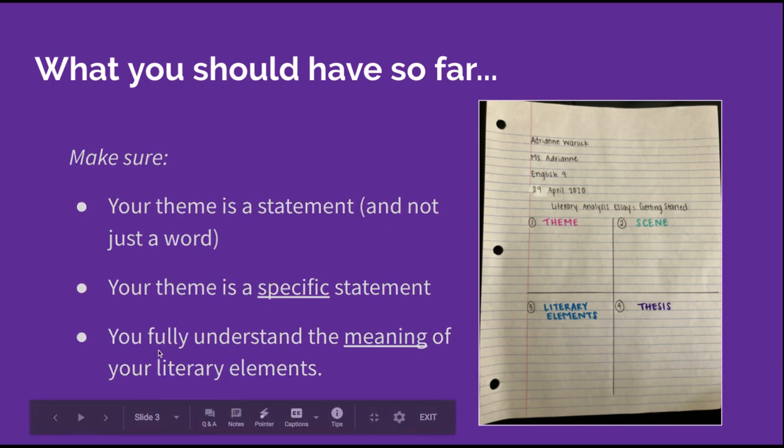And then the third thing is you want to fully understand the meaning of your literary element. So here, if you wrote down symbolism or imagery or motif, make sure you are fully prepared and you fully understand those terms. I know we did a whole lesson on symbolism and motif, so you might want to review that, but just make sure you have a good grasp of what your literary elements are. So that's important, okay?